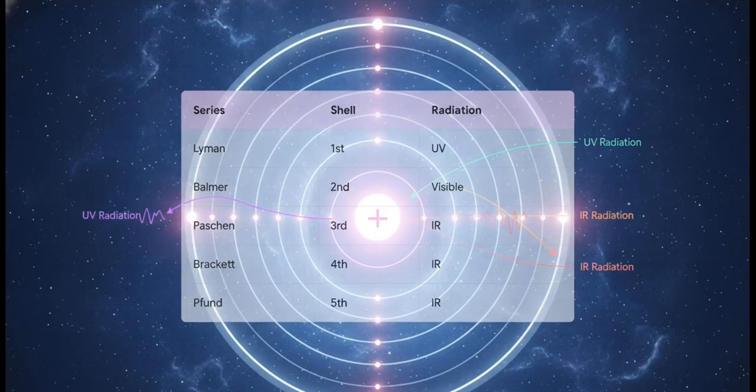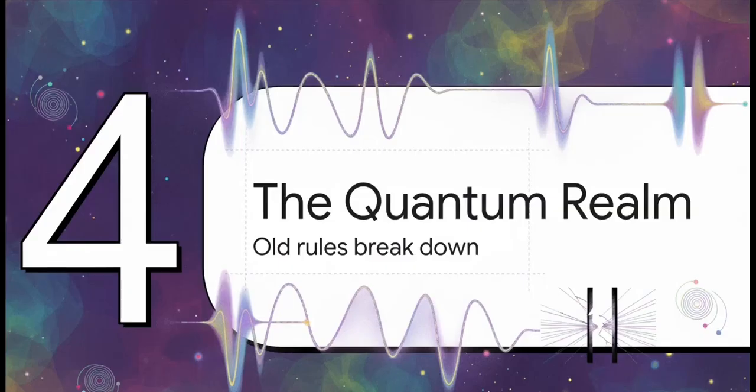If it lands on the second shell, it's the Balmer series, which is visible light. Landing on the third, fourth, or fifth shells gives us the Paschen, Brackett, and Pfund series respectively, and all of those release lower energy infrared radiation. But just as we thought we had the atom perfectly mapped out with predictable orbits and neat energy levels, the clues led us into Section 4, the bizarre, mind-bending quantum realm.